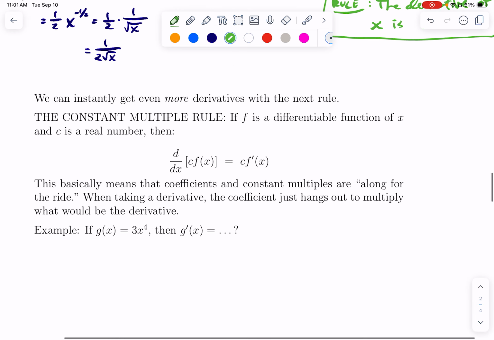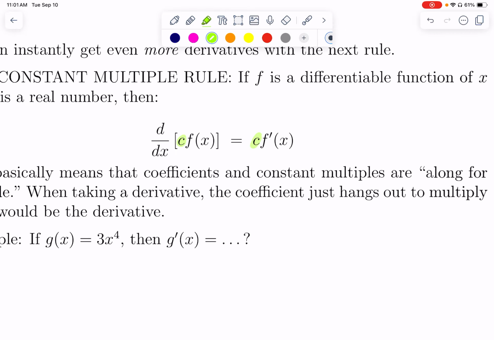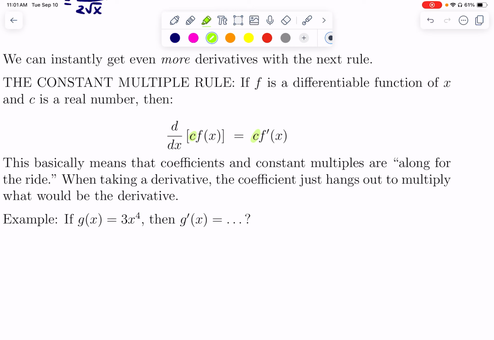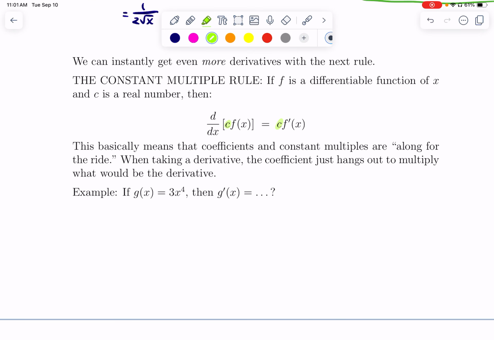Now we can start making things a little more flexible. So here we have the constant multiple rule. If f is a differentiable function of x and c is a real number, then if we're taking the derivative of c times a function, it turns out the answer to that is just c times the derivative of the function. So the idea is when you're just multiplying by a number, when you have a coefficient in front of a function and you want to know its derivative, that coefficient basically just stays there. We don't ignore it, but we don't really do anything to it either. We just leave it there to multiply what the derivative would otherwise be.